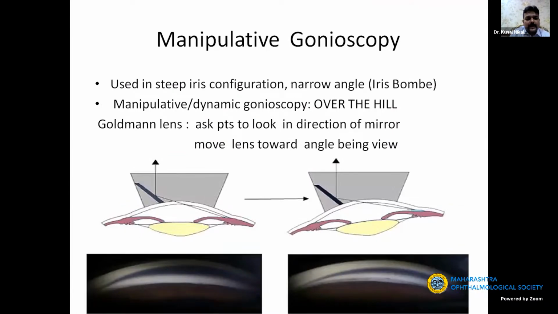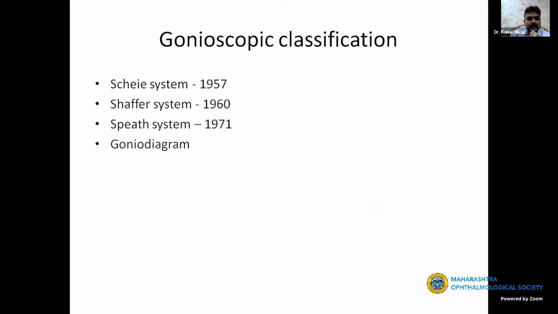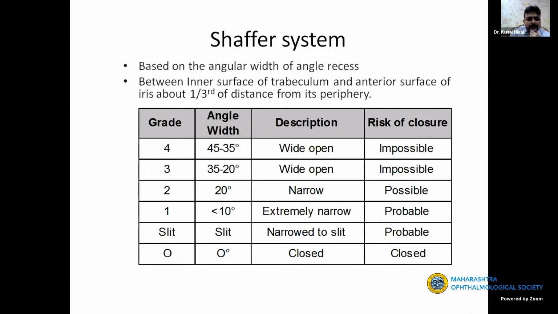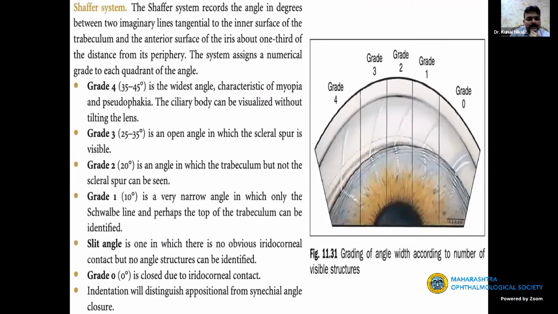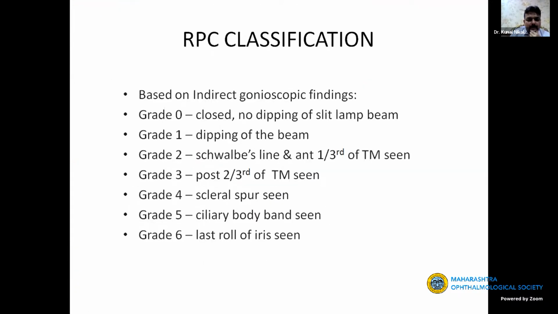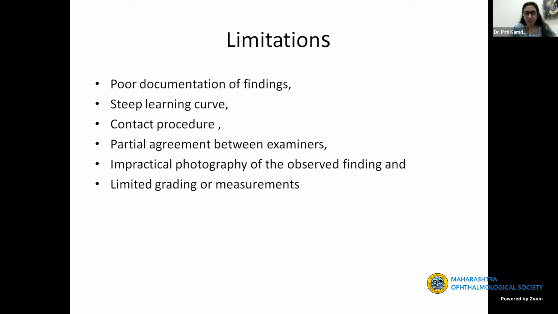In case of steep iris configuration and narrow angles, we can be mistaken for closed angles or angle closure. With manipulative gonioscopy, looking over the hill with the help of Goldman's lens, ask the patient to look in the direction of the mirror and move the lens towards the angle being viewed, so that the angle structures are visible. So the gonioscopic classification is dependent on the different angle structures. So defining and decoding the angle structures is important.